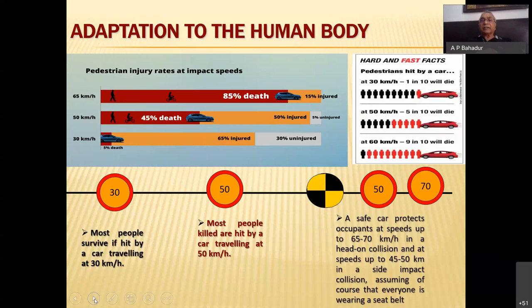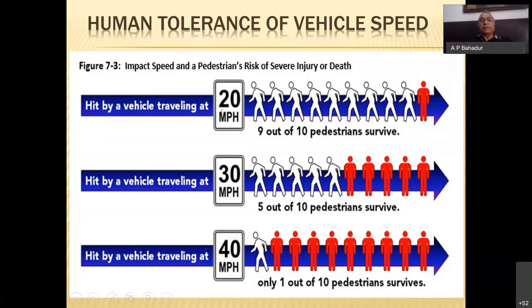The importance of the two is that there is design speed in terms of the geometrics you have for that particular road, and design speed in terms of operation. It is a well-established fact that if a person is hit by a vehicle at 30 kilometers per hour, his chances of survival are quite bright. But if he is hit by a vehicle at 50 kilometers per hour, his chances of survival are quite bleak and he may get killed. So that is the importance of speed. As you can see here, at 20 mph, that means 30 kilometers per hour, 9 pedestrians out of 10 will survive. But at 40 mph, only one may survive. So that is what is to be kept in mind.